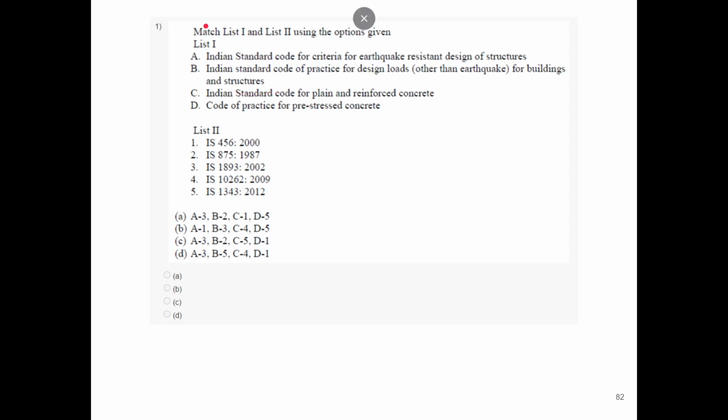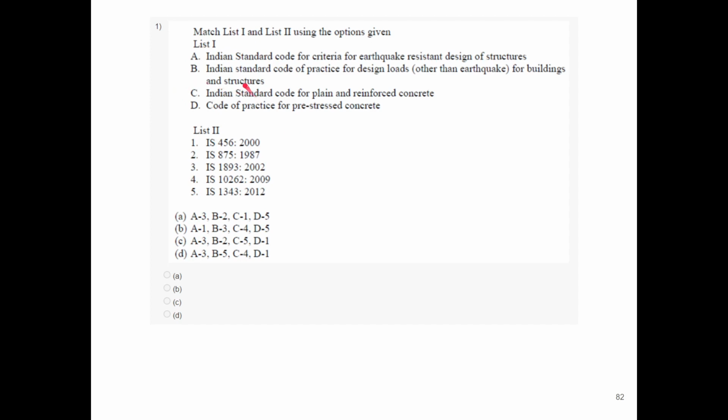Here the question is, match list 1 and list 2, using the options given. First is the Indian standard code for criteria for earthquake resistant design of structures. Which code is it? As I have told you, this code is basically IS 1893. So A is 3. So it will be either A, C or D.